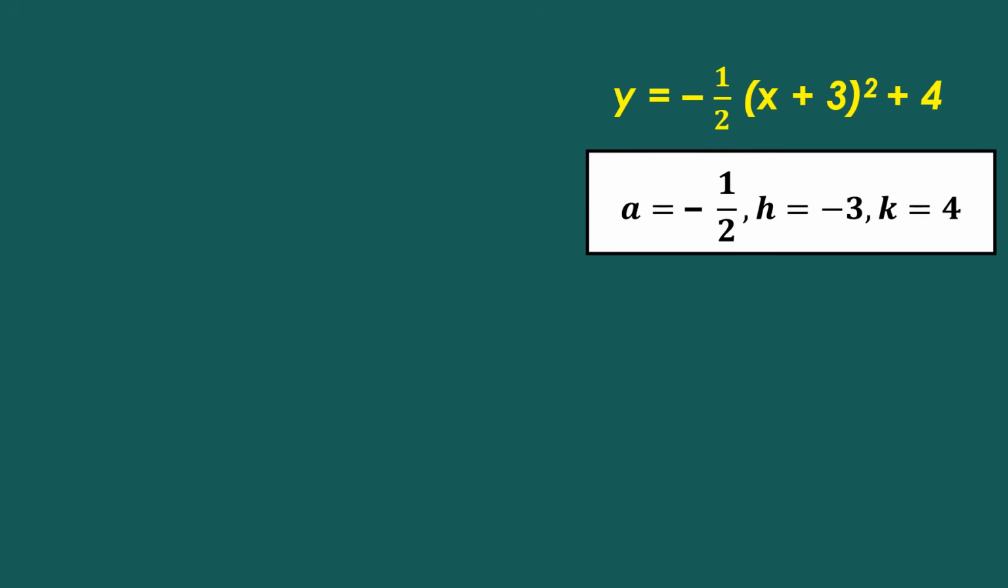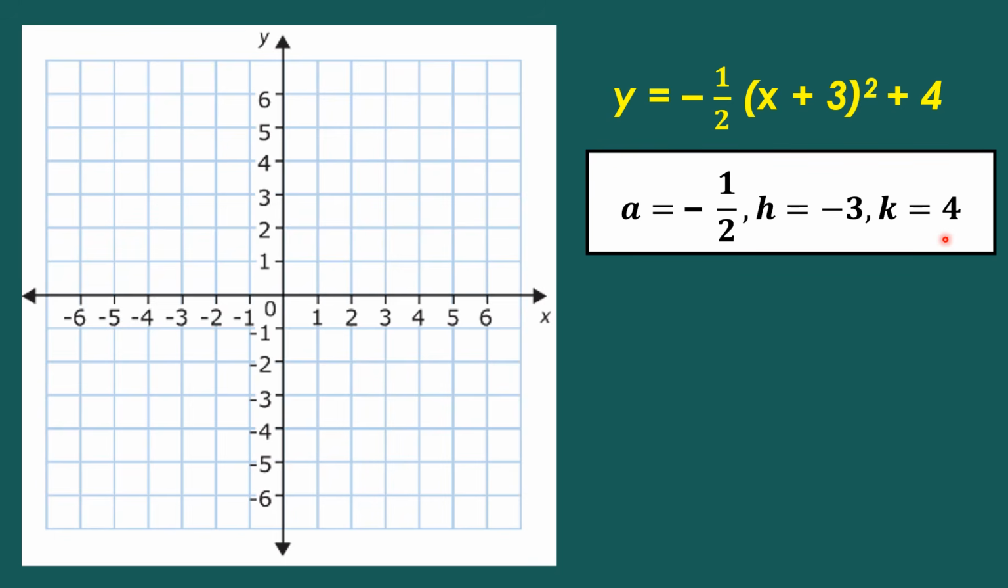Now let us have another example. Y equals negative 1/2 times the quantity x plus 3 squared plus 4. Alamin natin ang values ni A, H, and K. A is negative 1/2, h is negative 3, and k equals 4. Let us compare this to the graph of our parent function y equals x squared.